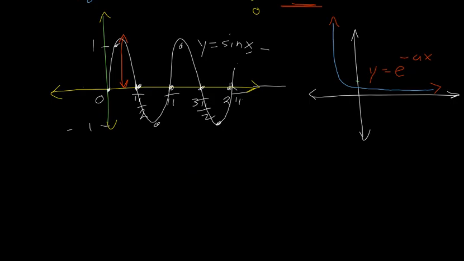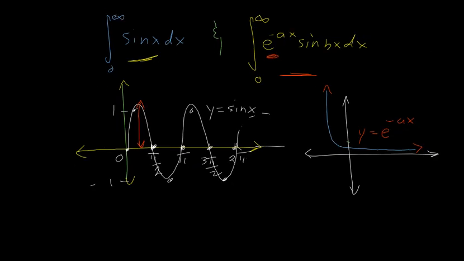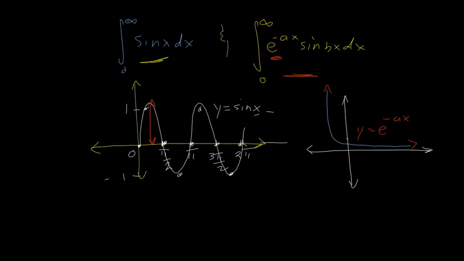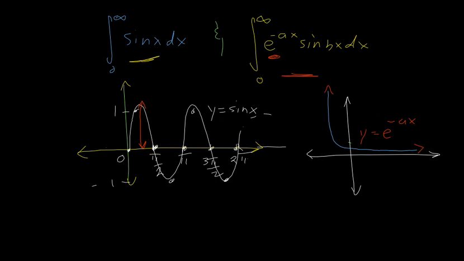I want you to visualize that yourselves as a challenge: e to the negative ax sine bx. Try to visualize the graph. That graph should have the amplitude shrinking as x increases because of the exponential term. What ends up happening is that the oscillations won't disappear, they just become irrelevant. And this is why our integral converges.